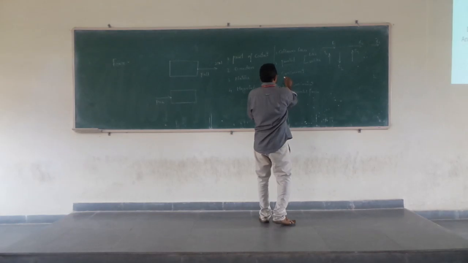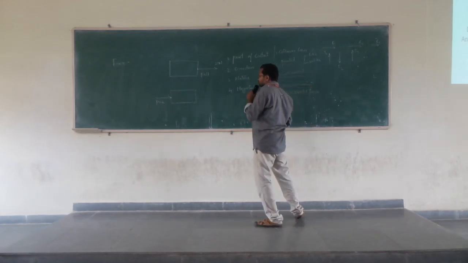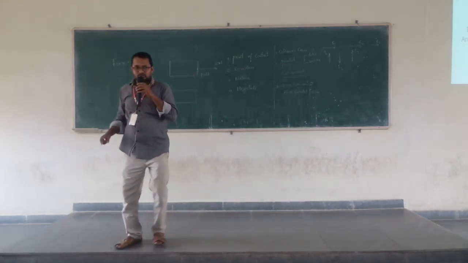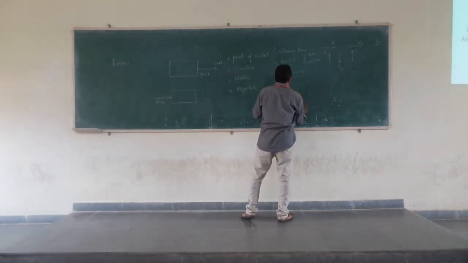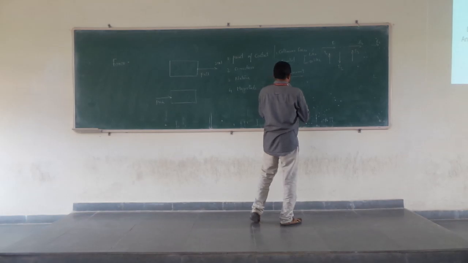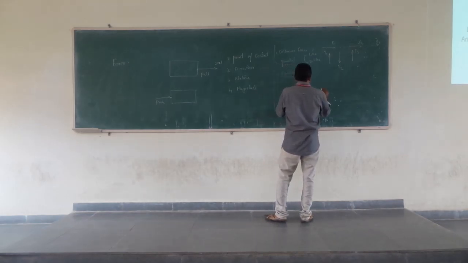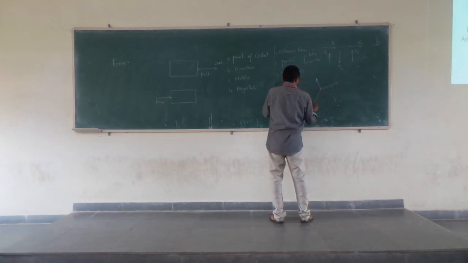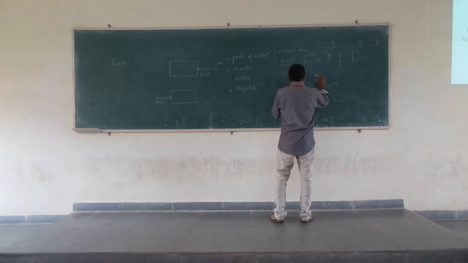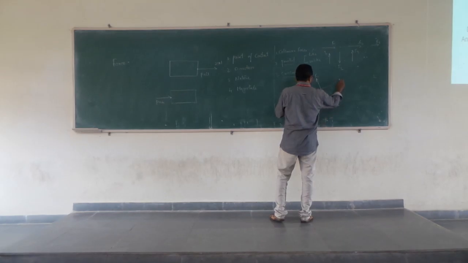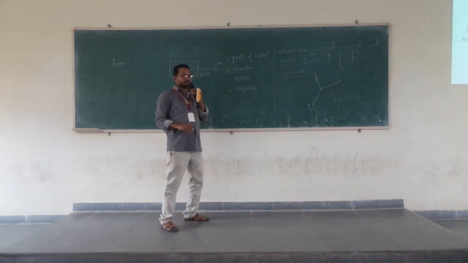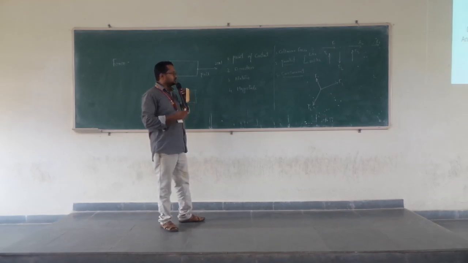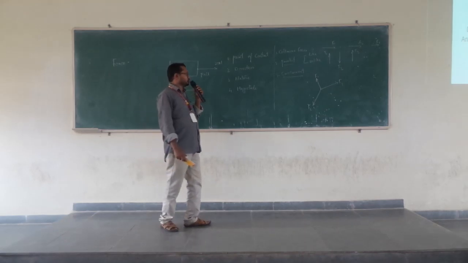And concurrent forces are the forces which are passing through a single point. This is F1, F2, F3. So the lines of action of the three forces are passing through the single point. So this type of force is called concurrent forces.